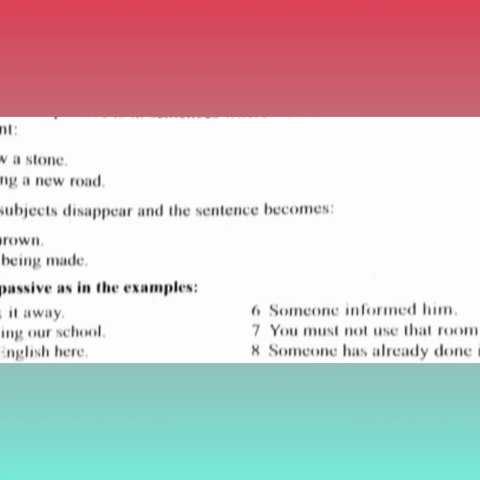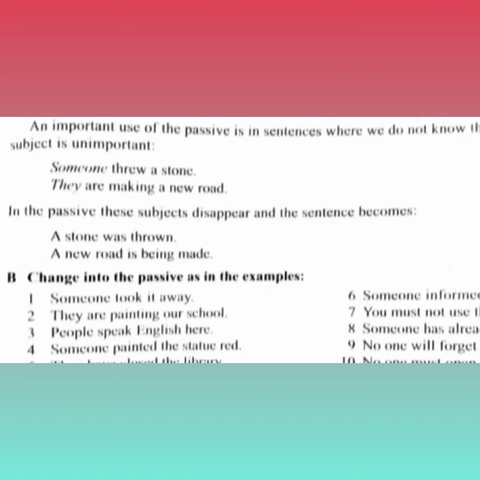Now here you can see one important thing is written. When we are changing the active into passive and we don't know the subject, or the subject is unimportant, what will happen? As I told you earlier, in the passive these subjects will disappear. So here the example is given, someone threw a stone. What will be the passive of this sentence? Because we don't know the subject, somebody or someone threw, when we change into passive we are not mentioning the subject. So it will be, a stone was thrown.